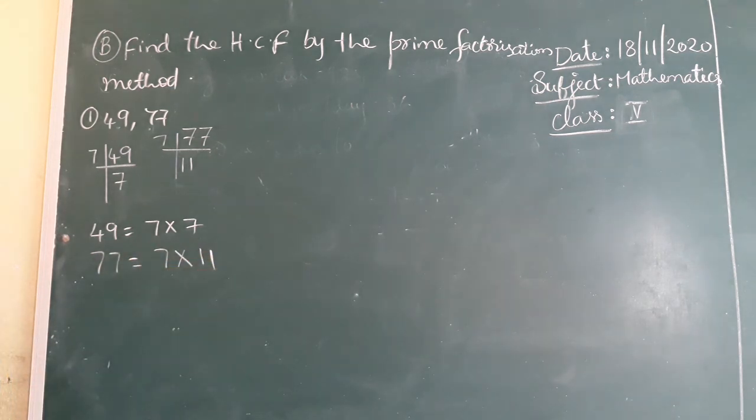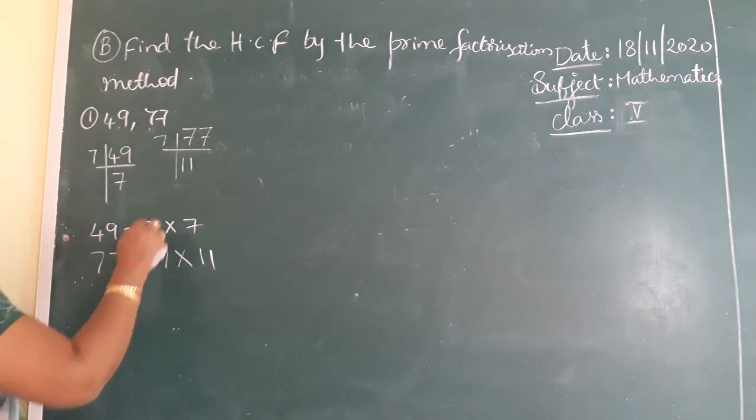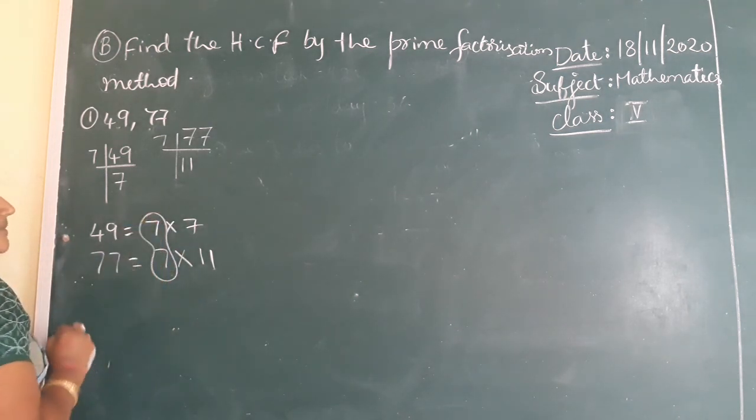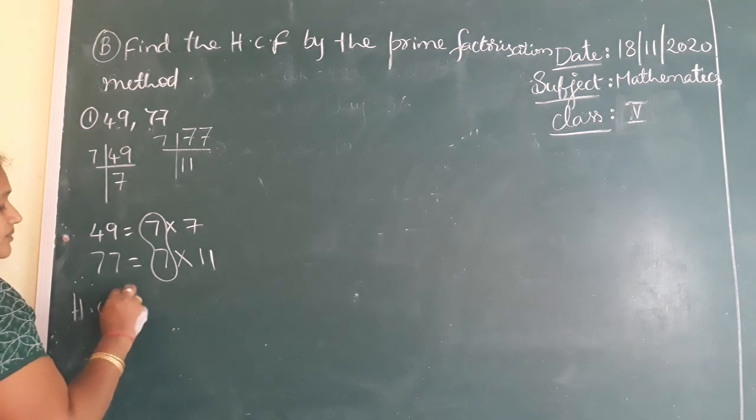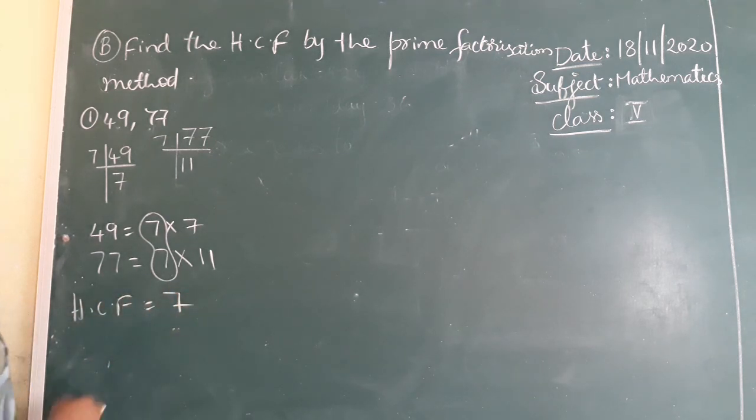To find out the HCF, first you have to circle the common one. Which is common in these two? 7. So HCF is equal to that common one, 7. If there are two or more common numbers, you have to multiply and write. Yes. See the next one.